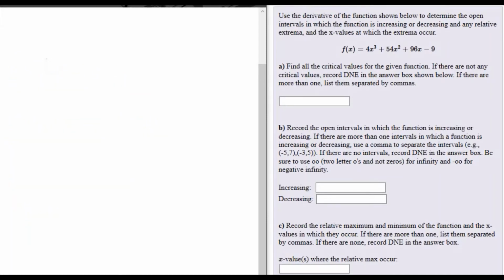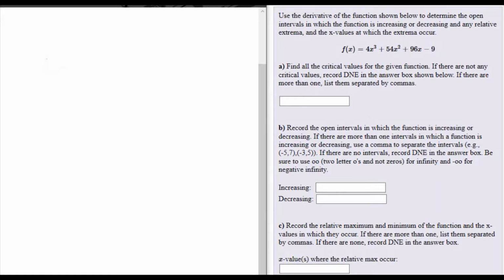The question says, use the derivative of a function shown below to determine the open intervals on which the function is increasing or decreasing and any relative extrema, and the x values at which the extrema occur. The function f of x is equal to 4x cubed plus 54x squared plus 96x minus 9.